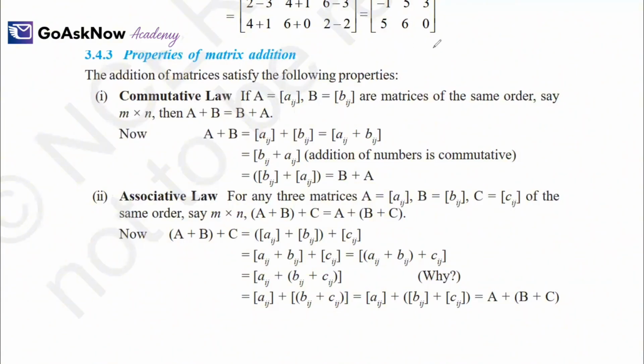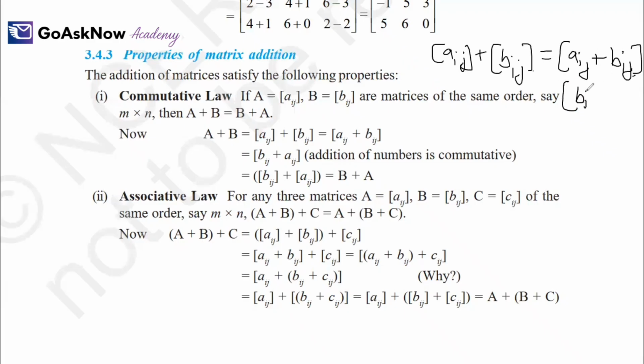So here you can find that if you have Aij plus Bij, that is the sum you get for each element of your A and B matrices. It can also be written as Bij plus Aij, because addition is always commutative for natural numbers.